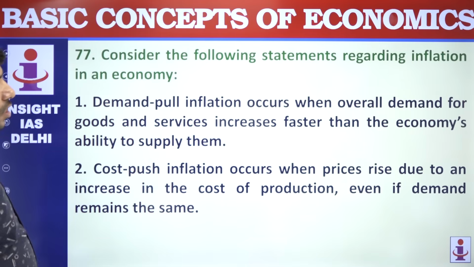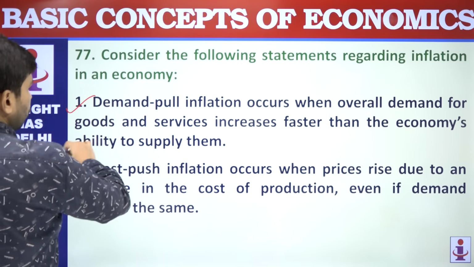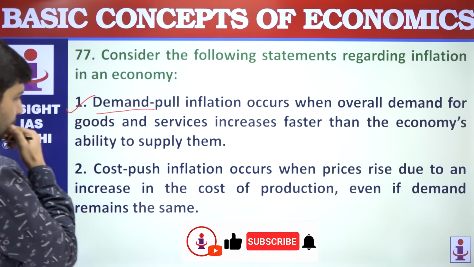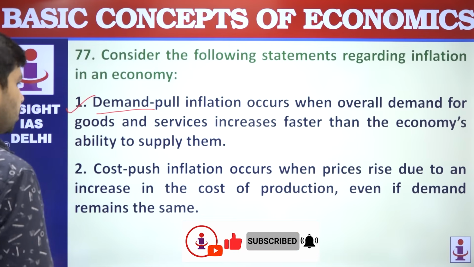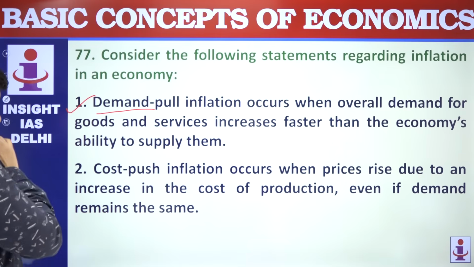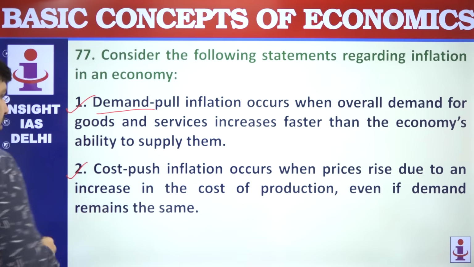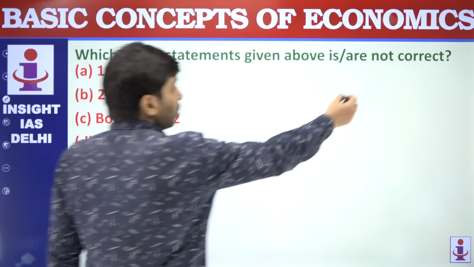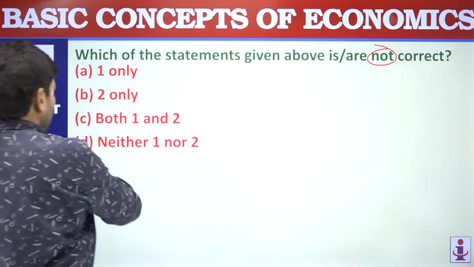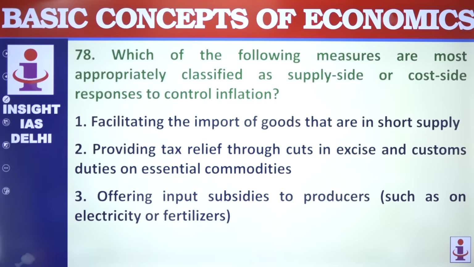Demand pull inflation occurs when overall demand for goods and services increases faster than the economy's ability to supply them. Yes, true. Demand and supply concept. Cost push inflation occurs when prices rise due to an increase in the cost of production, even if demand remains the same. Yes, this is also correct. Question is asking about not correct. So D will be the answer.